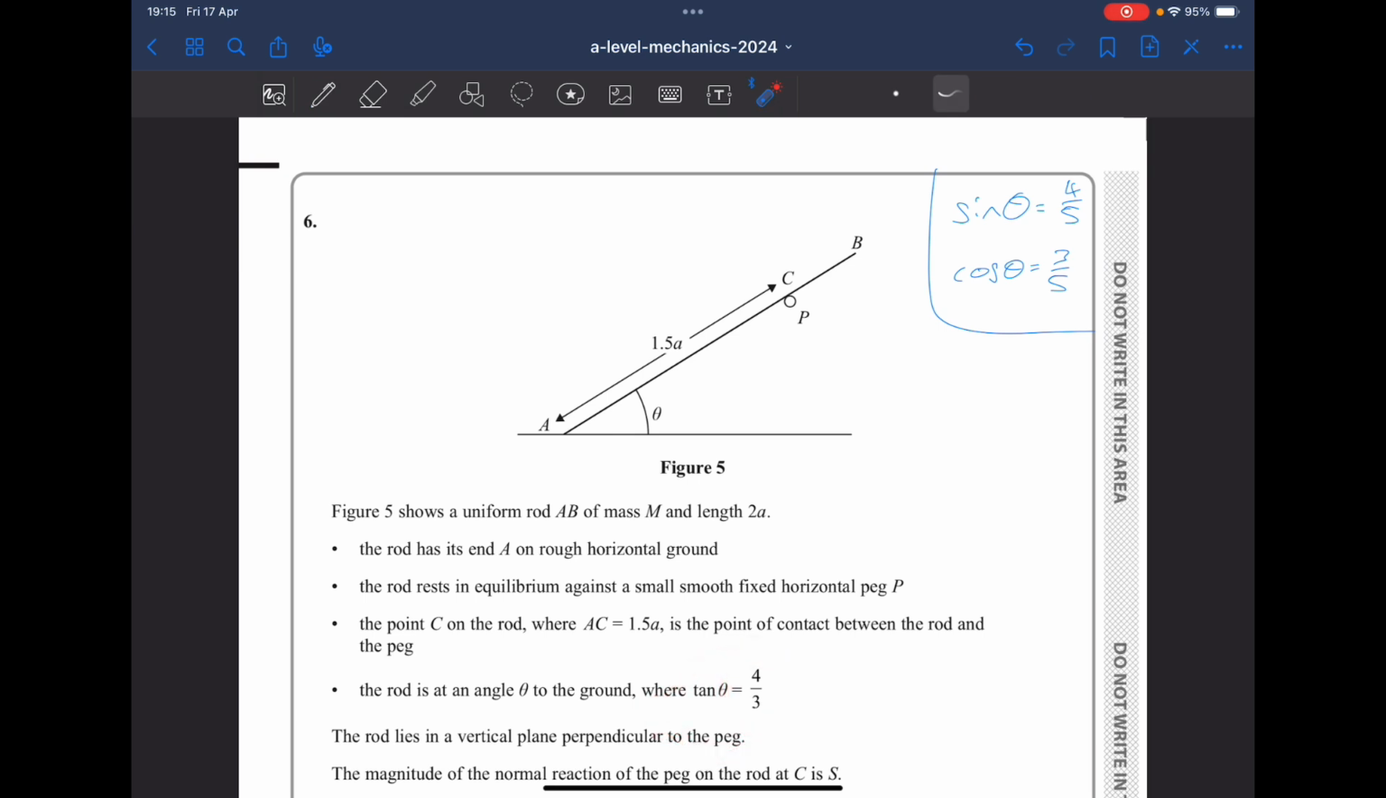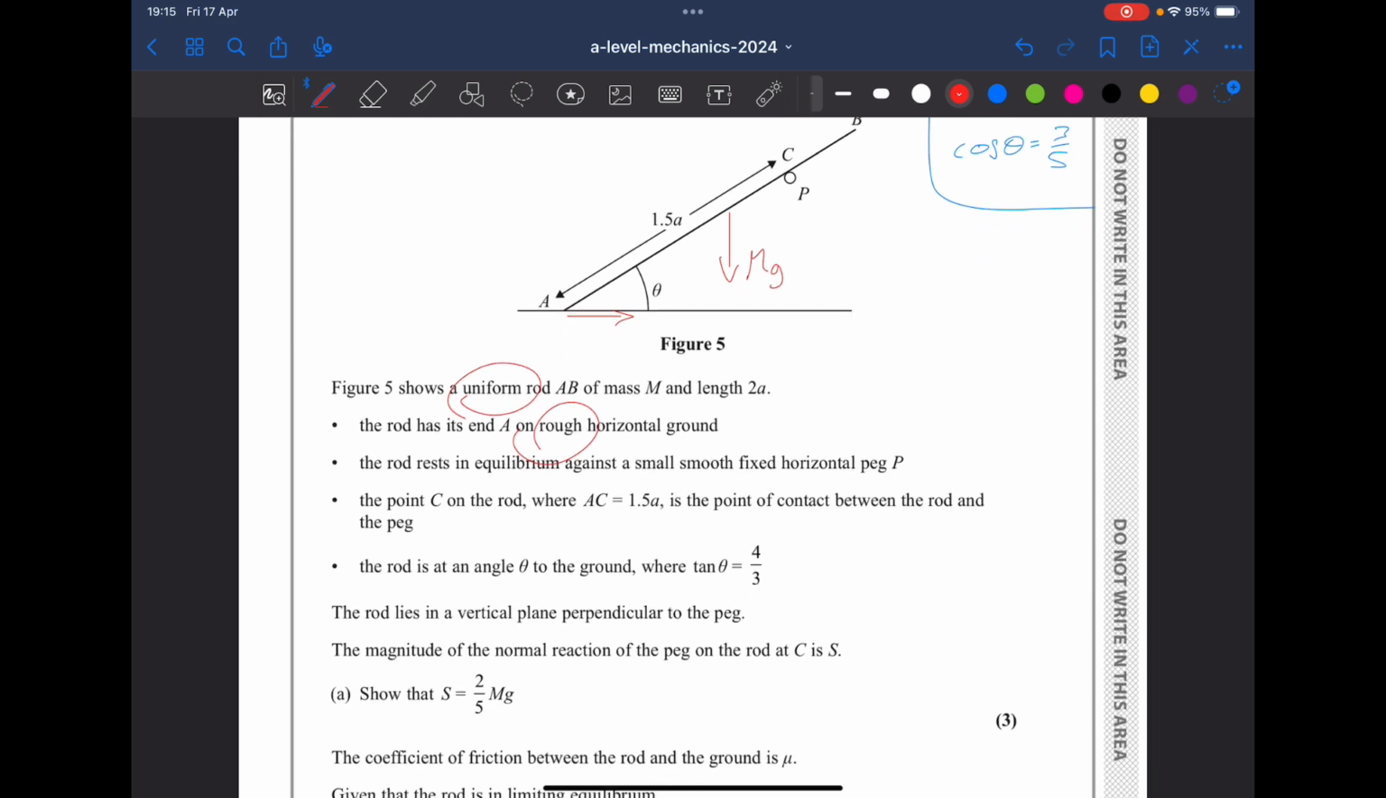Sine is opposite over hypotenuse, tan is opposite over adjacent, so sine always gets the one on the top. So that's good. Next thing then, let's fill in our diagram with some forces. We have a uniform rod, so it has a mass that's right in the middle, capital M, and there's a little g coming down. It's on rough ground, so we've got some friction going this way.